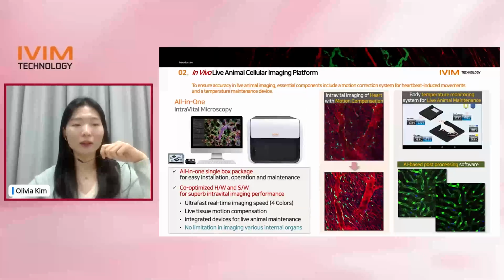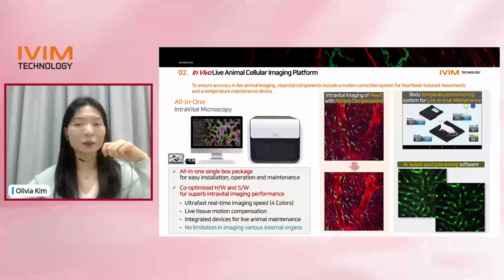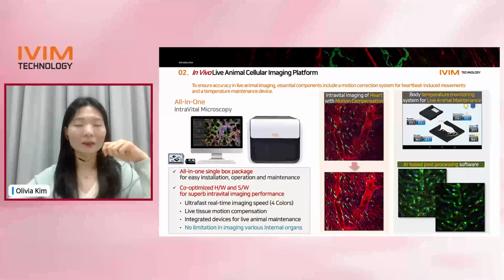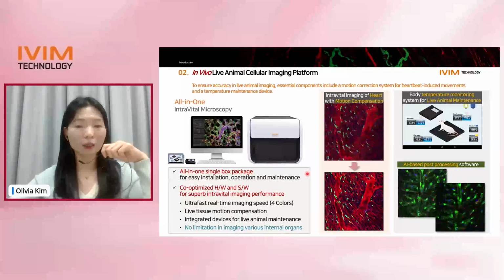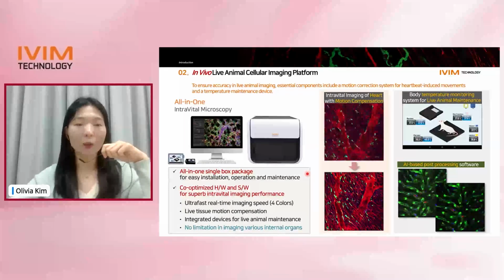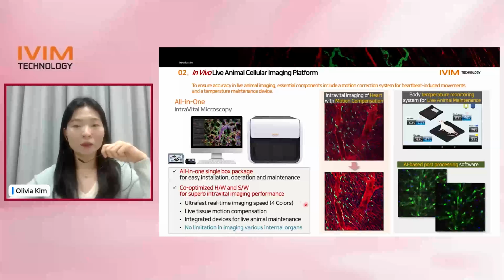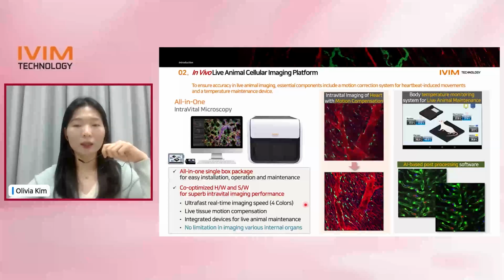iBeam Technologies' intravital microscope is designed as an all-in-one system, making it easier for users to operate. These systems are simple to install and maintain, allowing researchers to focus entirely on imaging and experiments without limitations from space or environment. Our platform provides an ultra-fast polygon scanner, real-time temperature monitoring system, motion compensation, and AI-based denoising software, enabling high-resolution imaging of diverse organs in living animals.